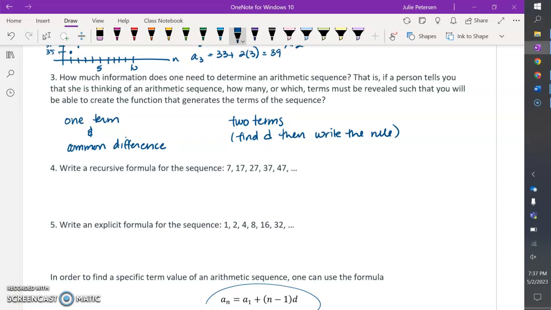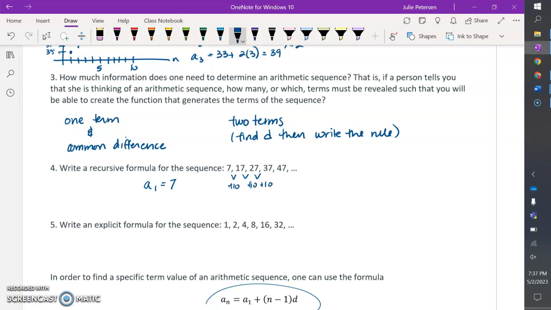But for now, let's talk about this next sequence, 7, 17, 27, 37, 47. As you look at this, we want to write a recursive formula. So not an explicit one where you plug in 1 to get the first term or 2 to get the second term. We're going to write a recursive formula where we start with some given term. In this case, our first term is 7. And then we want to see, well, what's happening every time? So from 7 to 17, adding 10, adding 10, adding 10.